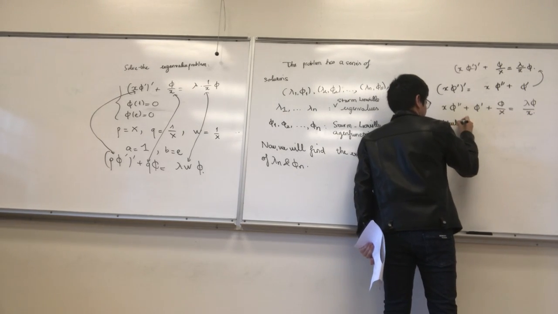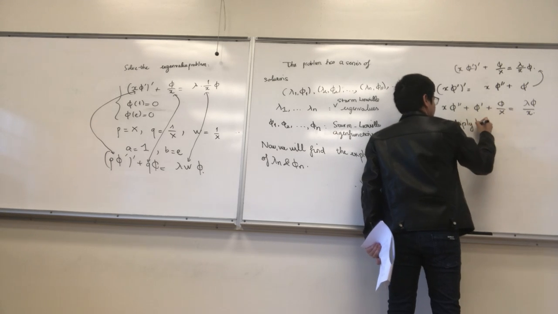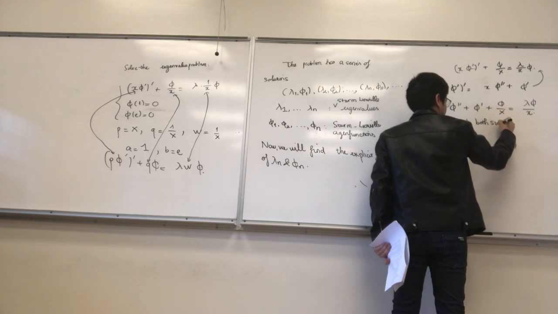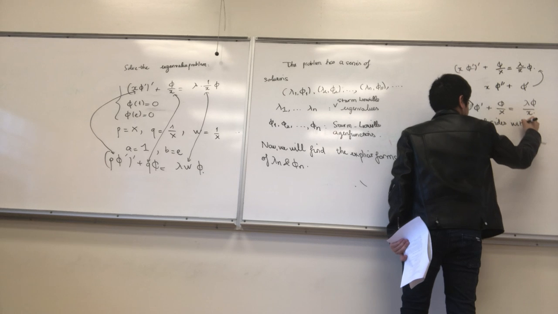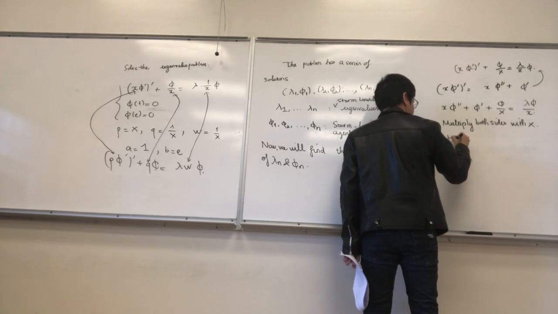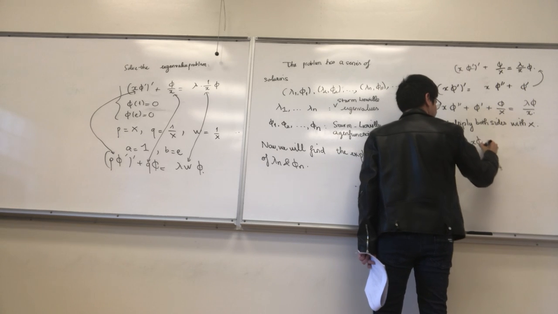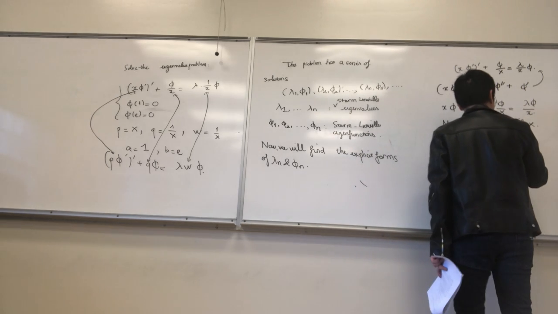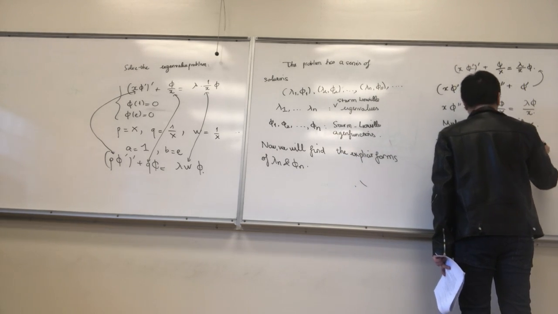multiply both sides with x. So you have x squared phi second plus x phi prime plus phi is lambda phi.